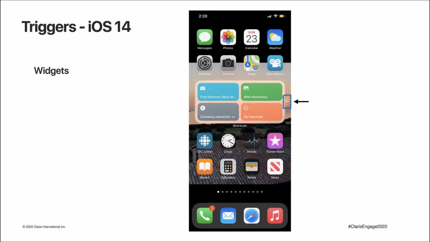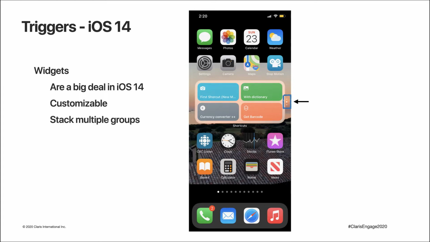What's really cool is widgets in iOS 14. Widgets are a big deal, and they're customizable, and you can stack multiple groups on them. Just like over here, there's a little ellipsis on the right that shows you that you can cycle through different sets of them. So very, very cool. Good use of space, and also the ability to put them anywhere on your device.